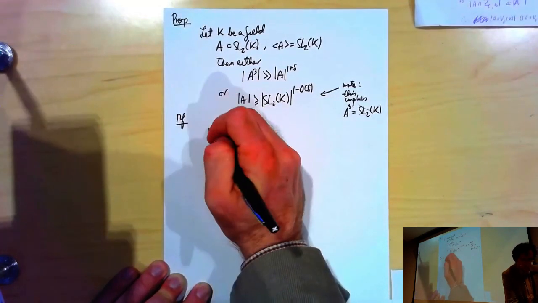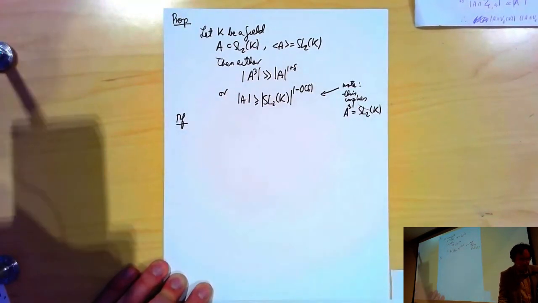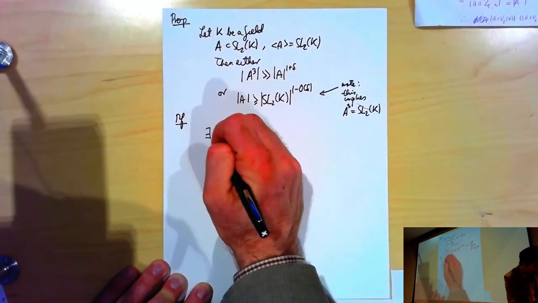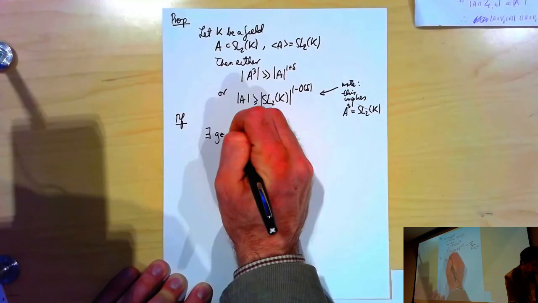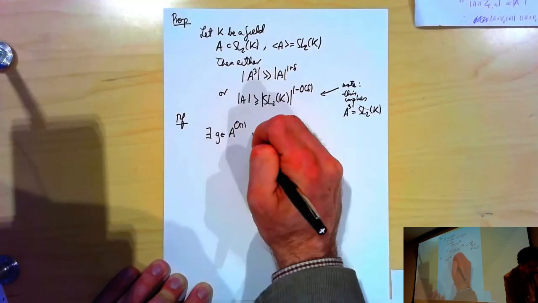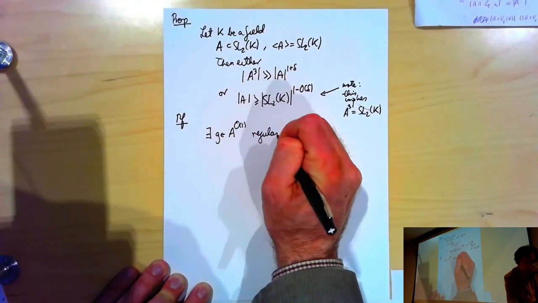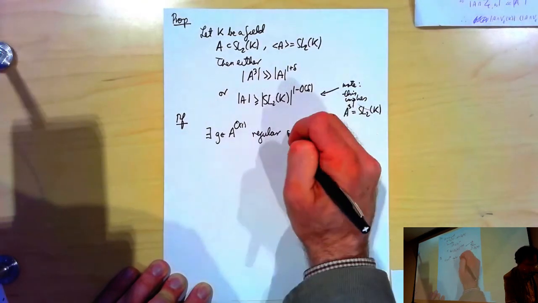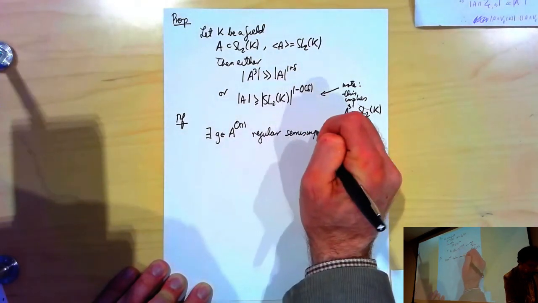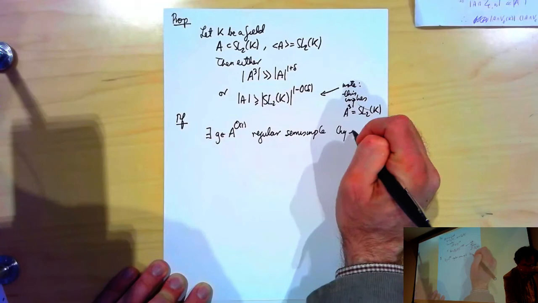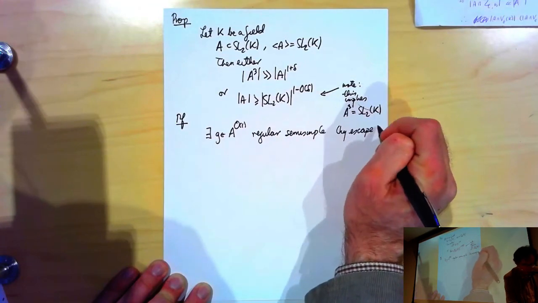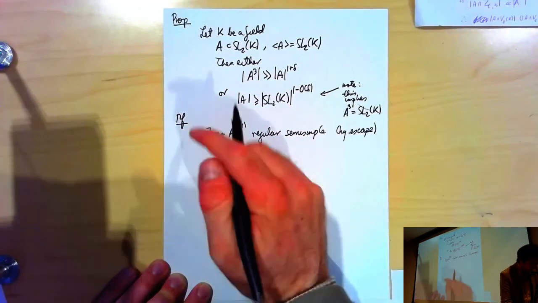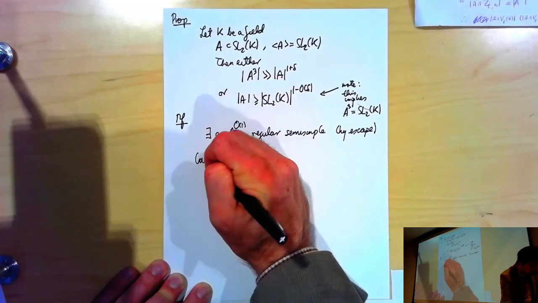First of all, as usual, by escape from subvarieties, there exists a g in A to the O of 1 that is regular semi-simple. This just means that the trace is not plus minus 2. And this is so by escape, because having trace plus minus 2 is a special condition. It's an equation.